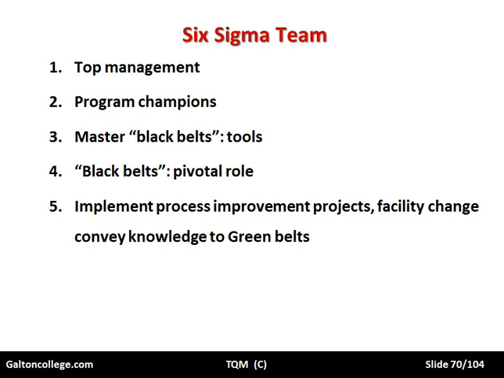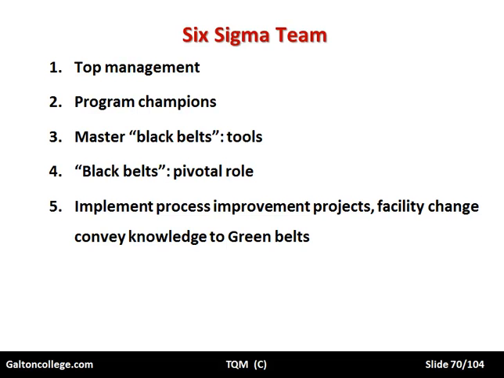Implementing process improvement projects. Facility change, convey knowledge to green belts. So the facilities may change, the production systems may change, the machinery may have to be changed, the layout may have to be changed. So there are issues of change management here. But the black belts, in the sense they are so committed and they understand the system so well that they become natural leaders, and people will follow their example because they are so capable themselves of producing to the standards that they're talking about. And they convey this to what's known as the green belts.